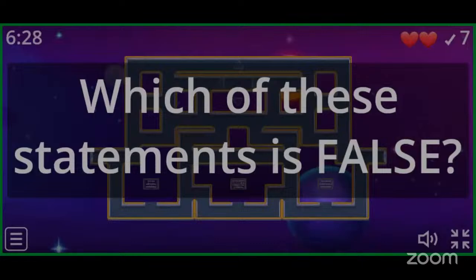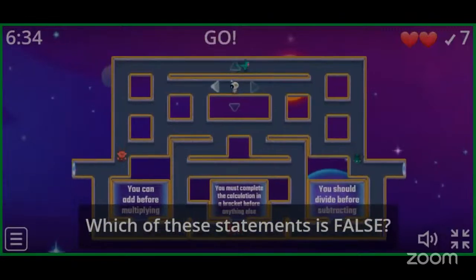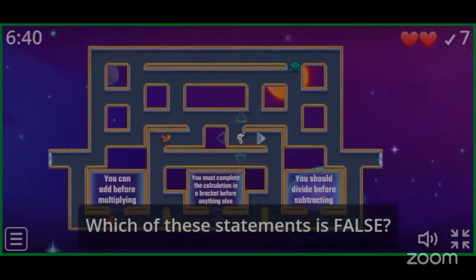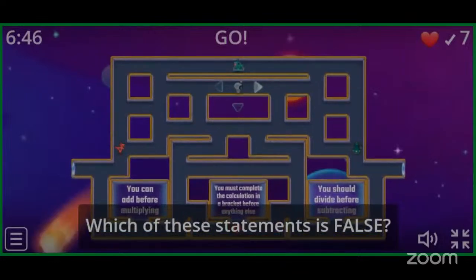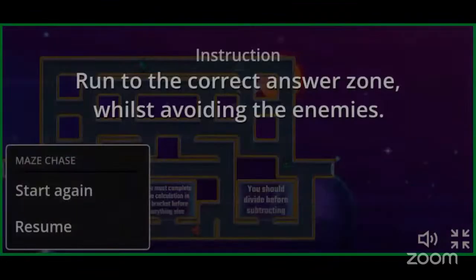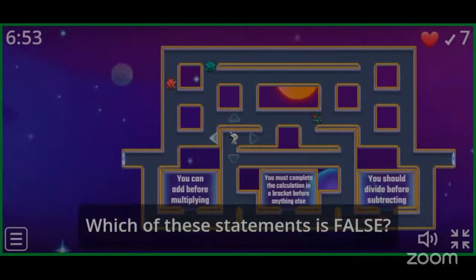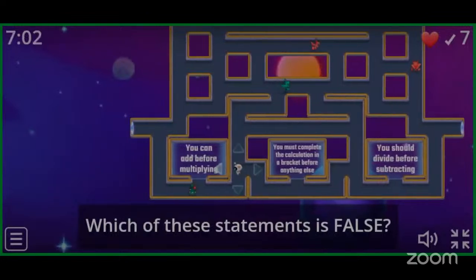Okay, we have to be careful with these questions. Which of these statements is false? So we have to read them to be sure. Which one is false? Which one's not true? So let's get where we can actually see them. Position is key. Getting to where you can see them. Okay, resume. Let's go down away from this dangerous, speedy one. Okay, so you can add before multiplying. That is false because you multiply first in BIDMAS.